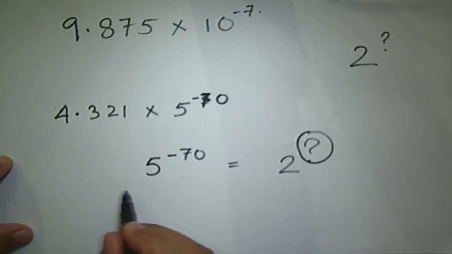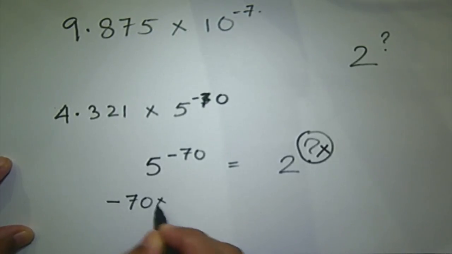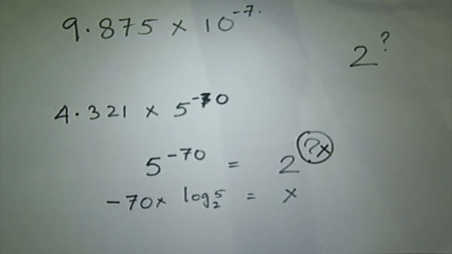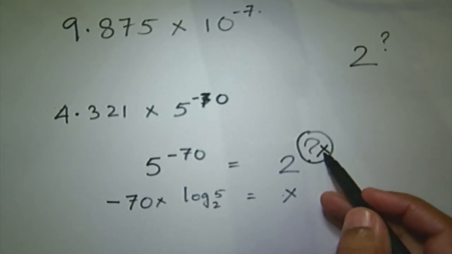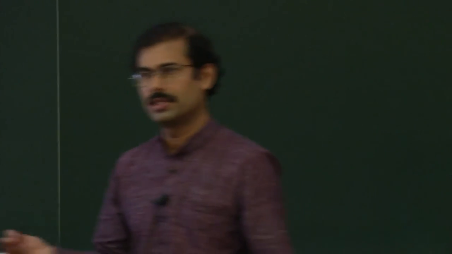Yes? So 5 raised to minus 70. You take log on both sides. Let's call this x over here. Take log base 2 on both sides. So minus 70 times log 5 base 2 is x, right? Log base 2 of 2 raised to x is x. So the thing that you should put up here is times log 5 base 2. Log 5 base 2 would be available somewhere, these are pre-computed things. Just multiply that, you get the number.